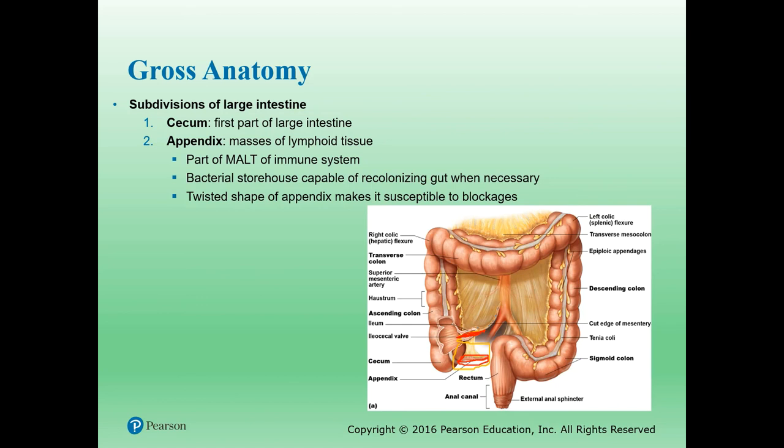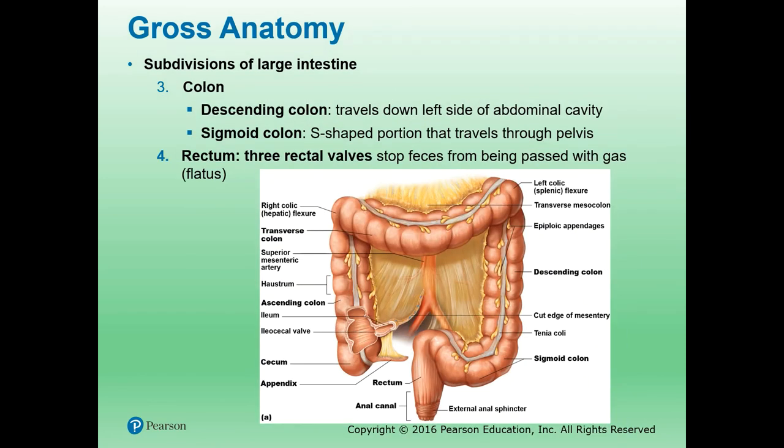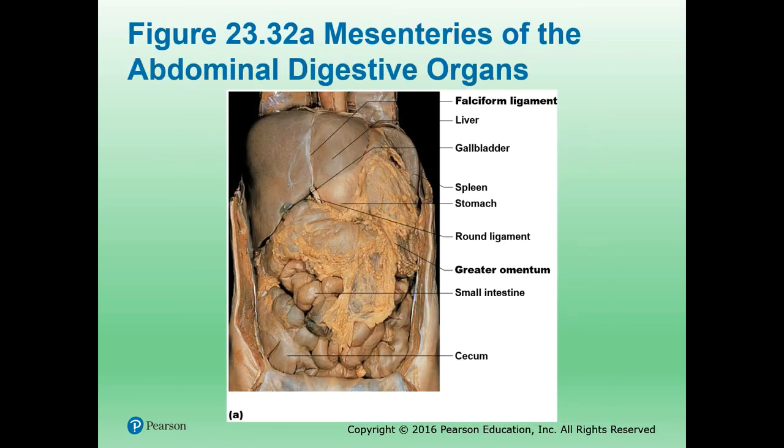It's twisted in shape, and if it gets blocked and it gets infected, this is where you can get appendicitis, all right? Once again, we went over the ascending colon, transverse, and descending. You can look at the different areas of the colon and what it does. Most important thing though is the function is H2O, okay? Water, hydration.